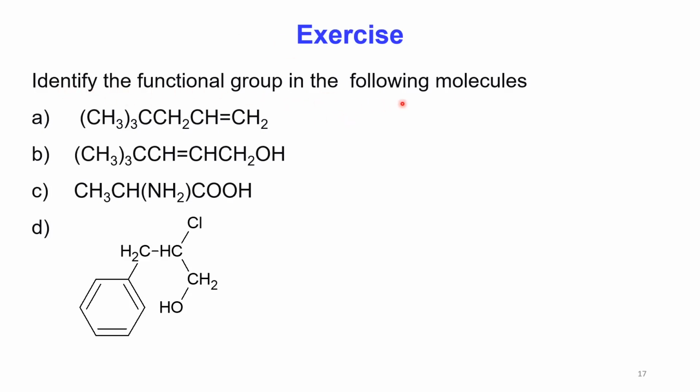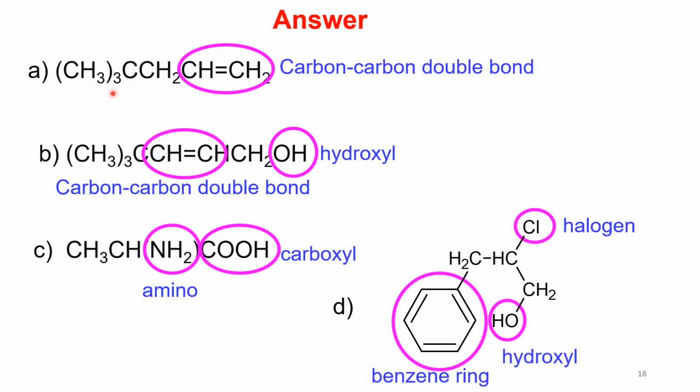Identify the functional group in the following molecules. Given 4 molecules, we need to identify the functional groups in each compound. This is the answer. For structure A, there is a carbon-carbon double bond. For B, we have a carbon-carbon double bond and hydroxyl. For C, we have amino and also carboxyl. And for D, we have halogen, hydroxyl and benzene ring. Okay, that's all for subtopic 4.2. Thank you.